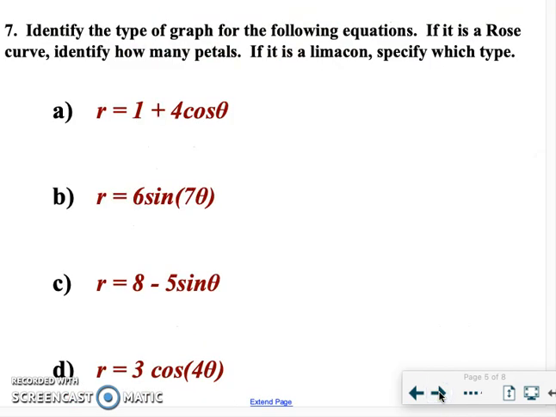Okay, so next, in number 7, we want to identify the type of graph for the following equations. If it's a rose curve, we want to identify how many petals, and if it's a limacon, we need to specify which type. So, if we take a look, the way that we can determine the difference between a rose curve and a limacon is whether it's straight multiplication or if it's a sum or difference. If it's straight multiplication all the way across, we know it's going to be a rose curve. If we see any type of addition or subtraction taking place, like in A or C, we know that that's going to lead to a limacon.